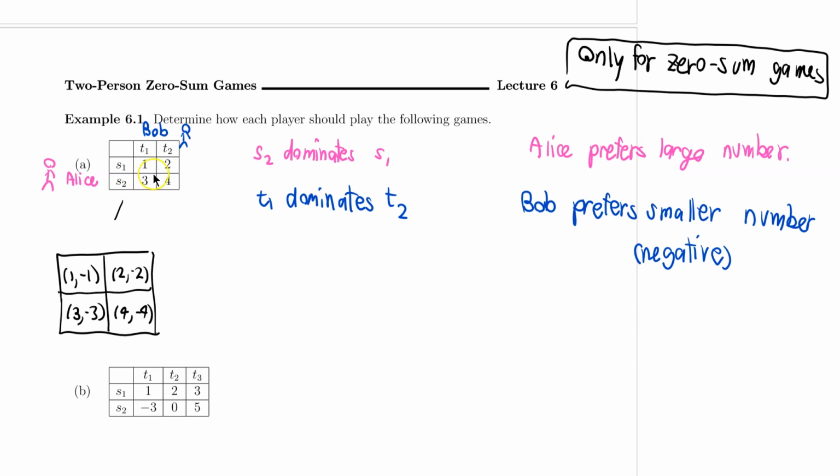And we can already see how this game will play out. Alice can see that playing S2 is always better than S1. So Alice is going to play S2. So Alice will choose this second row. And Bob can reason himself and see that playing the first column is always going to be better than playing the second column. So for Bob, he is always going to play the first column here. So if Alice chooses S2 and Bob chooses T1, then the game will end up at this payoff here. So Bob will pay Alice $3.